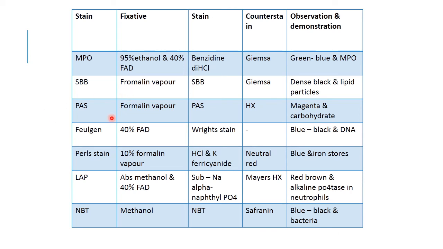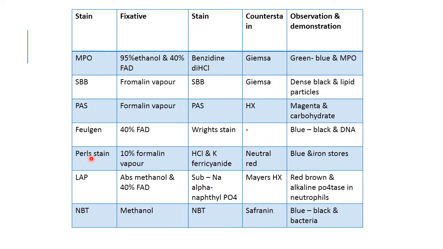PAS stain: formalin vapor we use as a fixative. Stain is PAS stain itself, periodic acid Schiff stain. Counter stain is hematoxylin. Observation, you are looking for the magenta color and you are finding the carbohydrate. Feulgen reaction: fixative is 40% formaldehyde. Stain is Feulgen stain, no counter stain. Blue black content we make out, and we are looking for DNA.